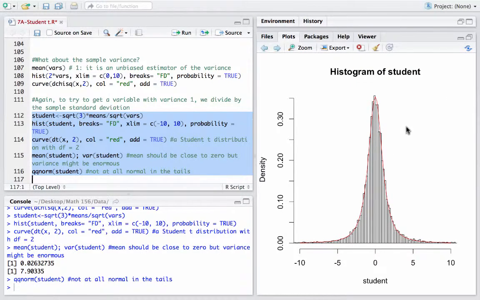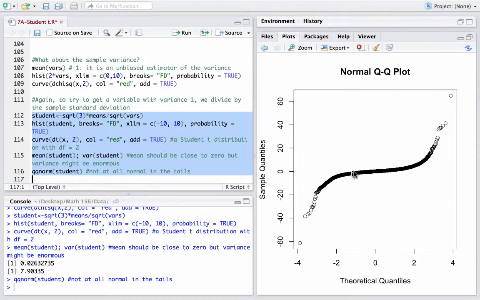Student t with 2 degrees of freedom, so we're a little taller in the middle and a little less fat in the tails. And our QQ plot is a little more normal in the middle, but still quite non-normal in the tails.